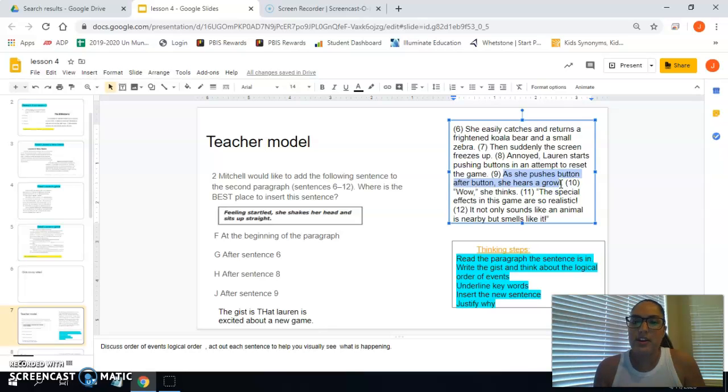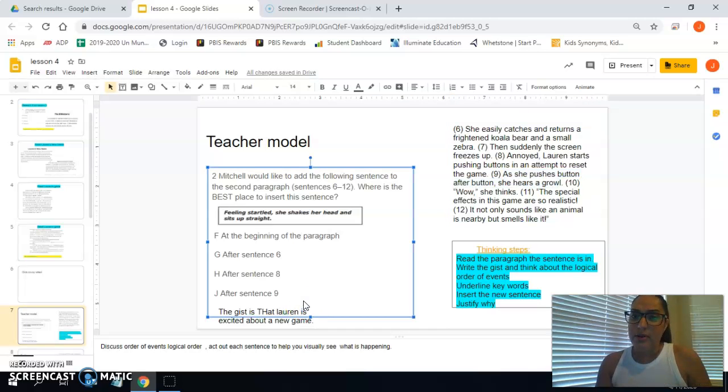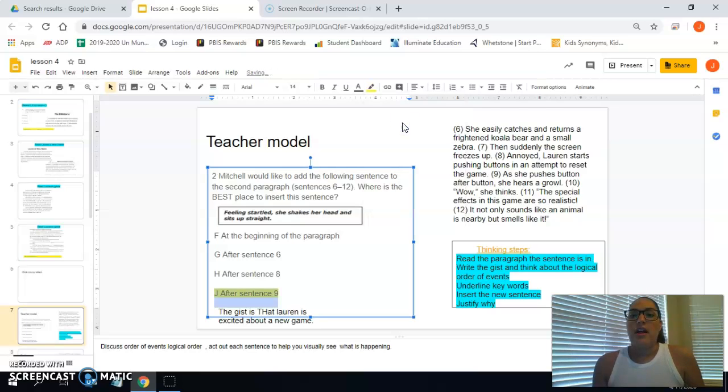So let's put it together. As she pushes button after button, she hears a growl. Feeling startled, she shakes her head and sits up straight. Wow, she thinks, the special effects in this game are realistic. So to me, I think the best place to put this sentence is J, because the keywords, she hears a growl, that's a reason for someone to feel startled. So that would be my justification.